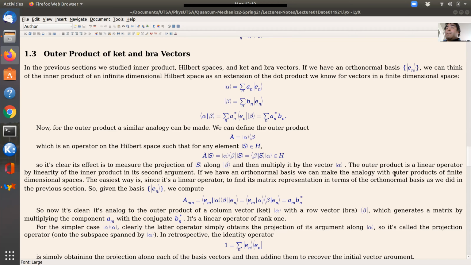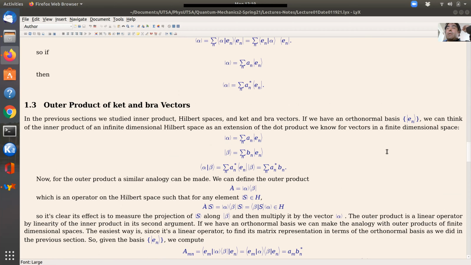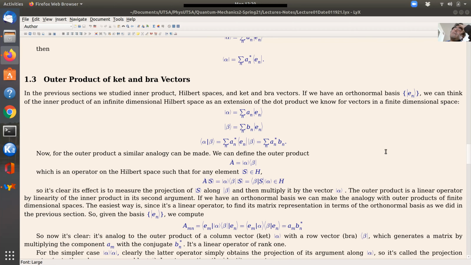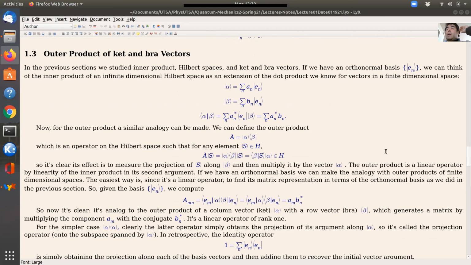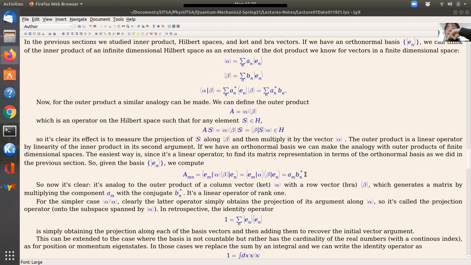Then if you have an orthonormal basis, then we can make the analogy with outer products of finite dimensional spaces. The same way we have this expression, right? And so the easiest way is, because it's a linear operator, to find the matrix representation in terms of the orthonormal basis as we did before, right? In the case of general physical operators, which of course, in addition to being linear, are also assumed to be Hermitian, but that's something that you already know in your course. That's why perhaps I'm not pointing that out so stressfully, but this is important for calculations.